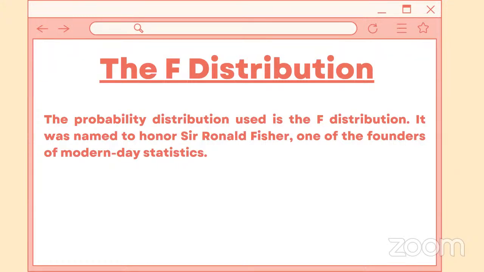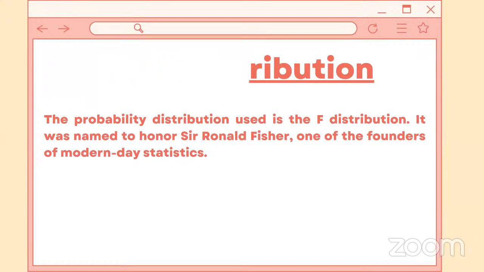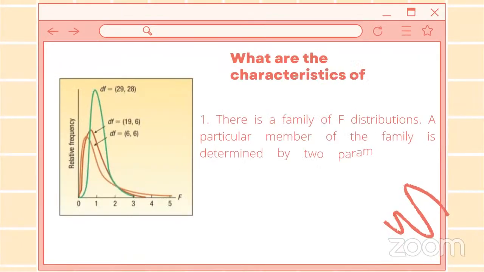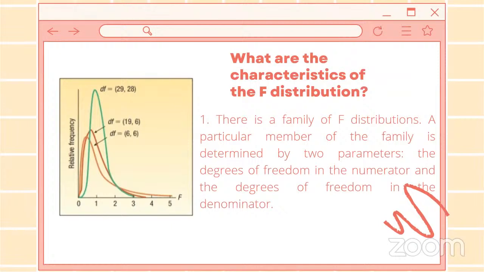The F distribution. The probability distribution used is the F distribution. It was named to honor Sir Ronald Fisher, one of the founders of modern-day statistics. What are the characteristics of the F distribution? Number one, there is a family of F distributions. A particular member of the family is determined by two parameters: the degrees of freedom in the numerator and the degrees of freedom in the denominator.